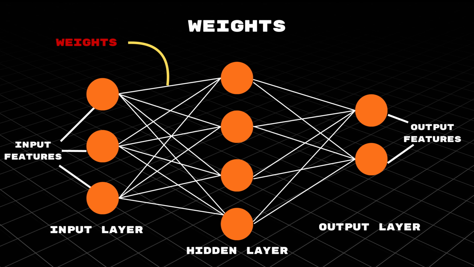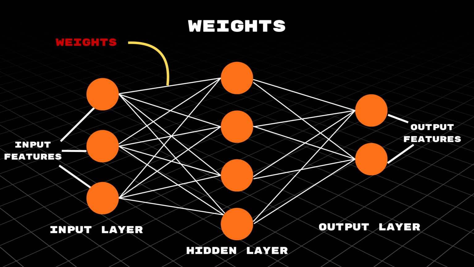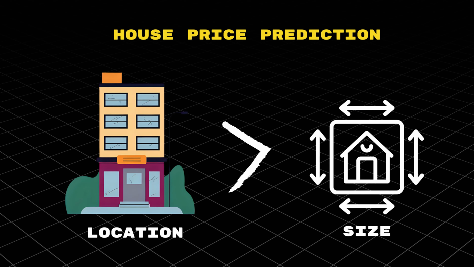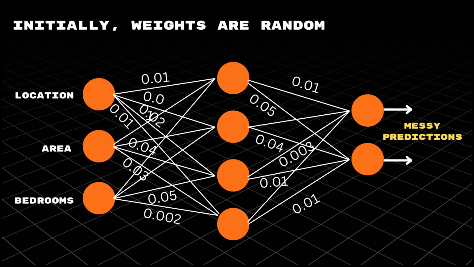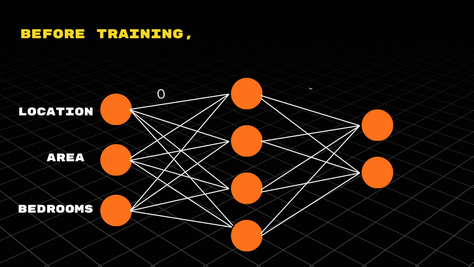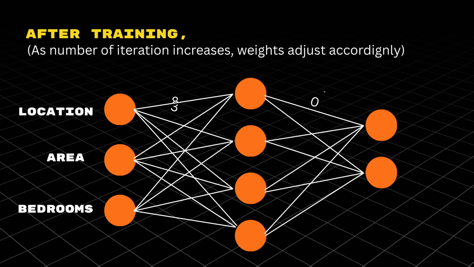Weights are the core parameters of a neural network. They decide how much importance each input feature has. For example, in house price prediction, location may weigh more than the size. At the start, weights are random and predictions are messy. Through training, optimizers adjust weights step by step. This fine-tuning makes the model smarter with every iteration.